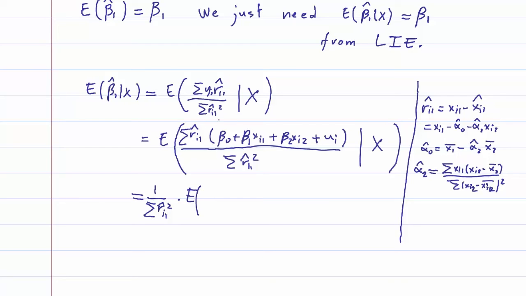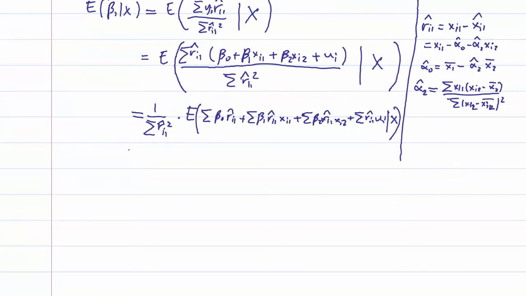So now I have 1 over the sum of ri1 hat squared times, and then what's left inside, I'm going to distribute the ri1 hat over all the terms. So I have the sum of beta 0 ri1 hat, plus, I'm going to break the sum of ri1 hat, so beta 1 ri1 hat xi1, plus the sum of beta 2 ri1 hat xi2, plus the sum of ri1 hat ui, conditional on x, close the expectation.